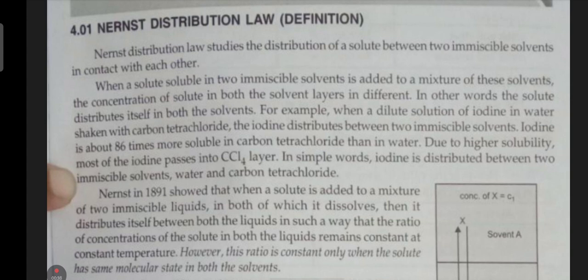For example, when a dilute solution of iodine in water is shaken with carbon tetrachloride, the iodine distributes between two immiscible solvents. Iodine is about 86 times more soluble in carbon tetrachloride than in water. Due to high solubility, most of the iodine passes into the CCl4 layer. In simple words, iodine is distributed between two immiscible solvents, water and carbon tetrachloride.